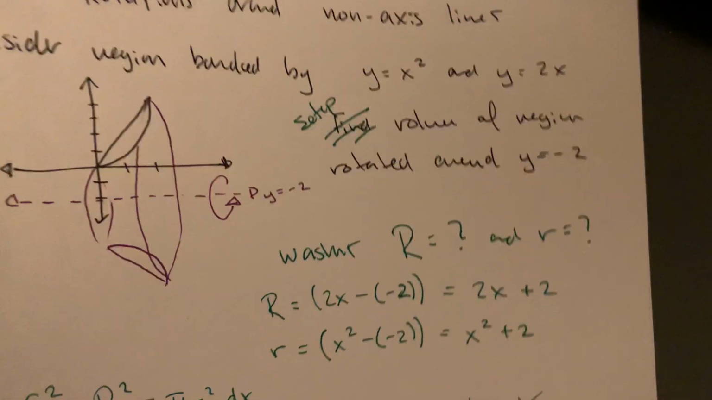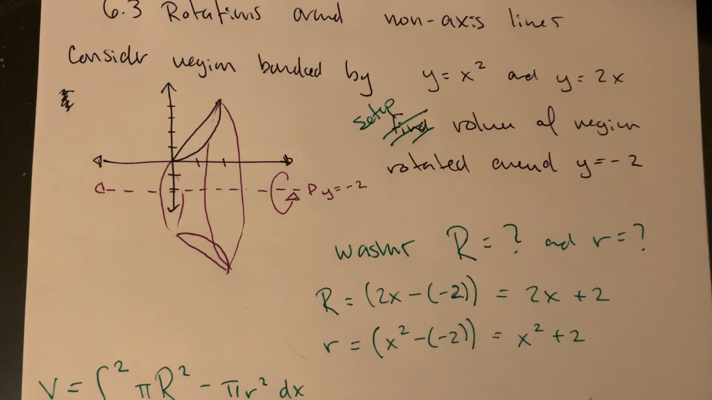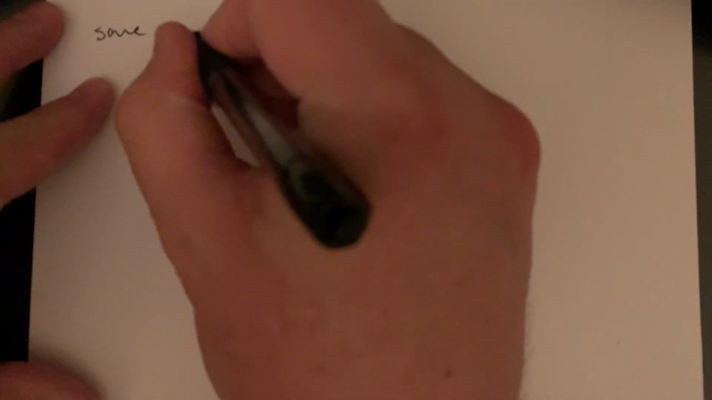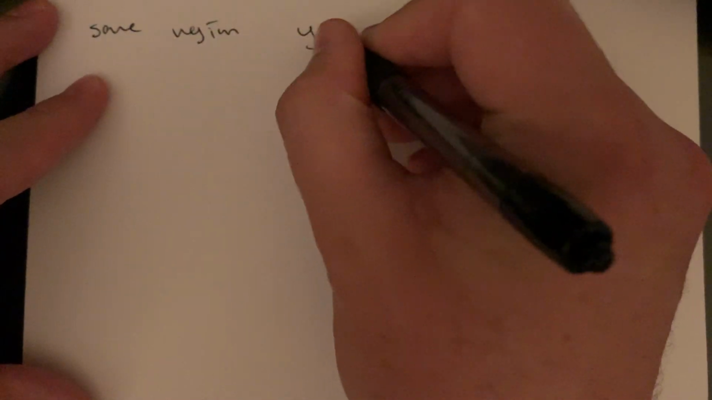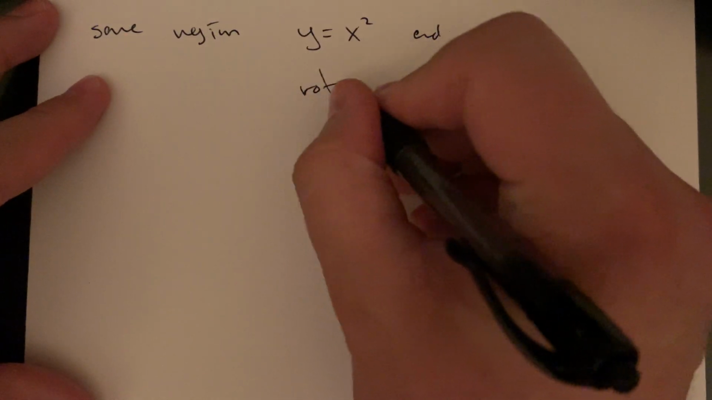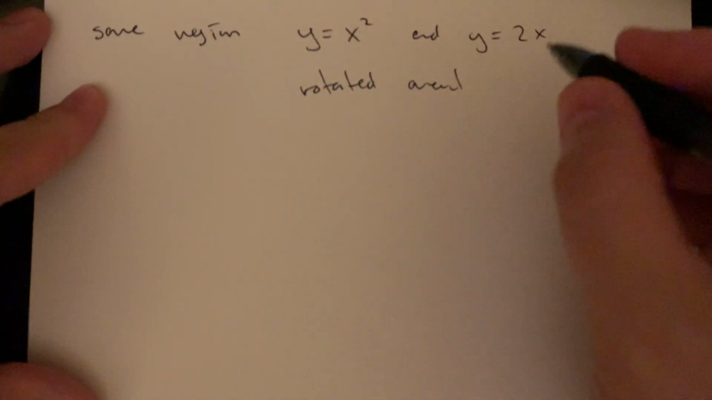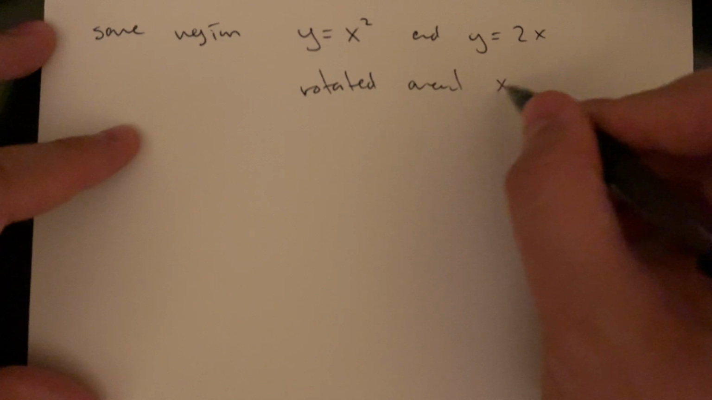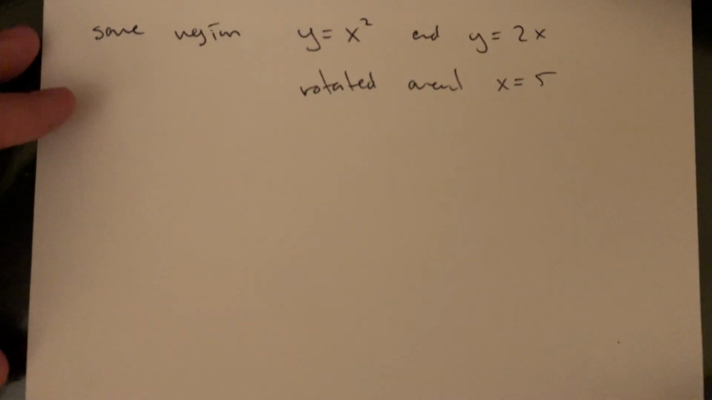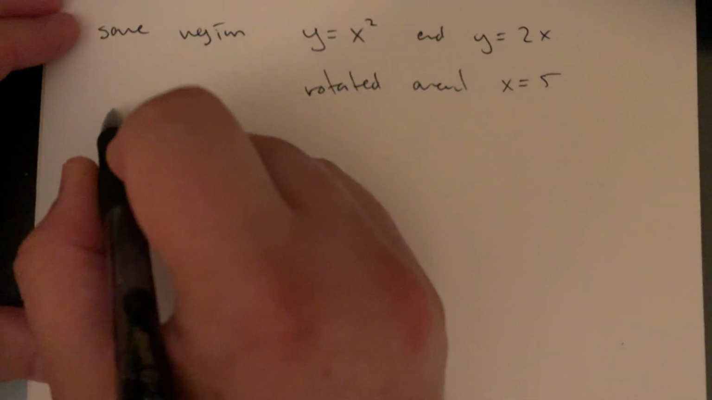I'm going to go on to the second page to get a little bit more space to work with. I'm going to do the same region, but let's do a rotation now from the other perspective. So same region, that was y is x squared and y is 2x. But let's rotate it around a vertical line instead. Let's do, I don't know, x equals 5 or something, let's say.